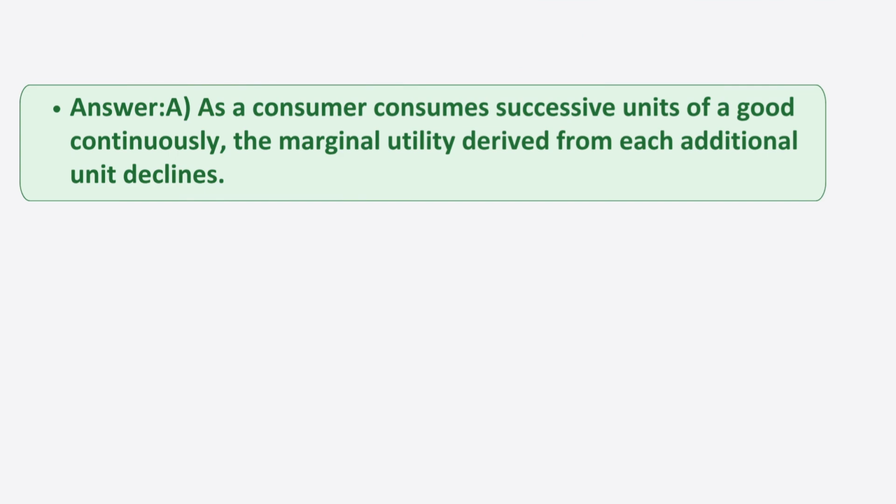As a consumer consumes successive units of a good continuously, the marginal utility derived from each additional unit declines. Like you will take the example of pizza. When you take the first bite of pizza, you will feel the maximum utility, but after some time you will feel less utility.